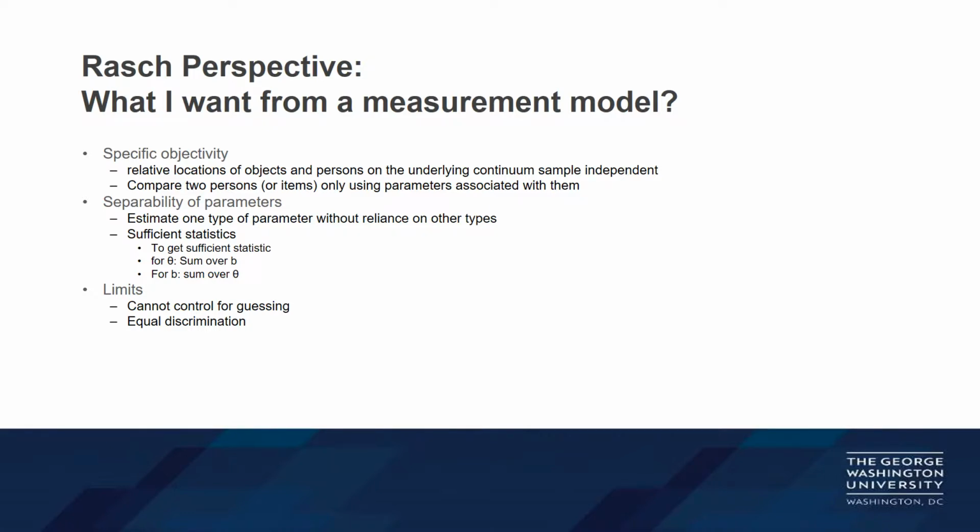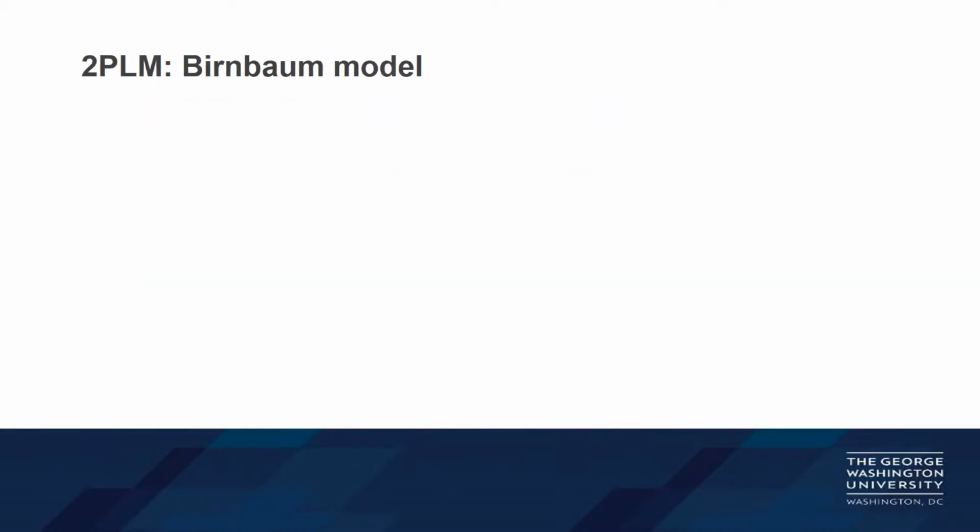Limits: we cannot control for guessing. Everything has equal discrimination, which may or may not be important for your test model, but it can be vital if the model doesn't fit. So our nice qualities here, for separability of parameters, only hold if the Rasch model actually fits.